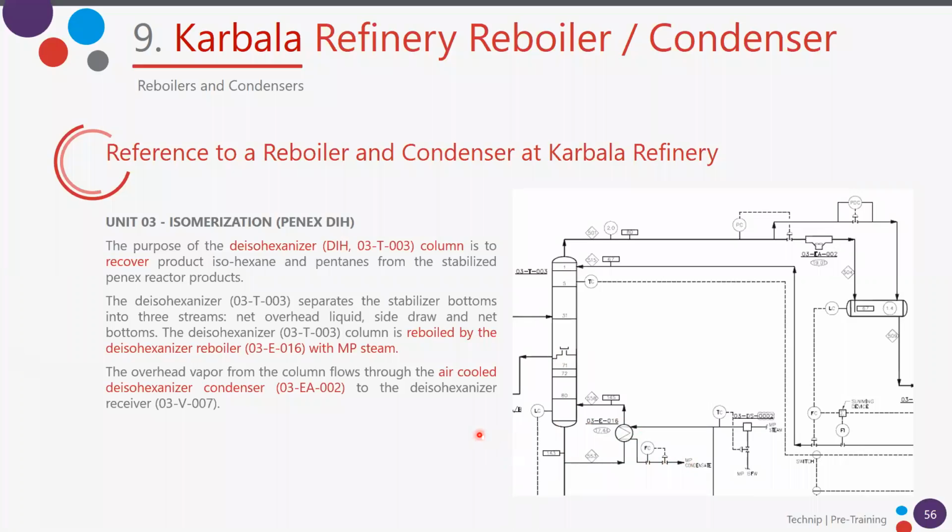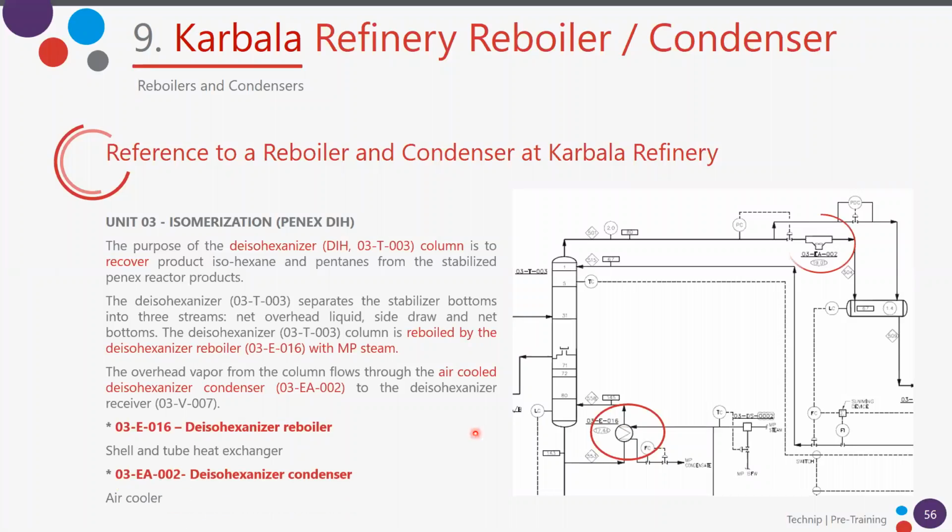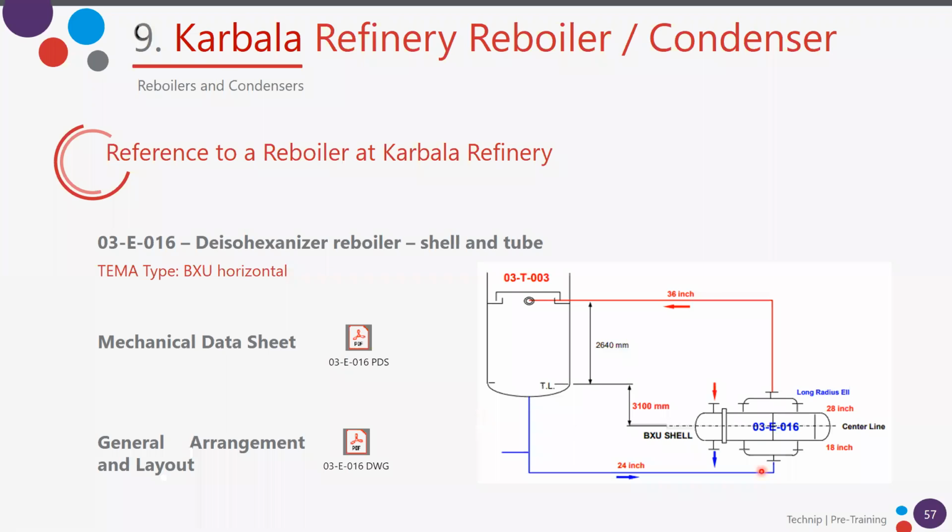So the first exchanger we are going to see is a desioxanizer reboiler, a shell and tube heat exchanger. And the second exchanger we are going to see is a desioxanizer condenser, which is an air cooler. So for the reboiler, here you can see the sketch with the column, and the reboiler is a BXU horizontal reboiler. We are going to take a look first at the datasheet.